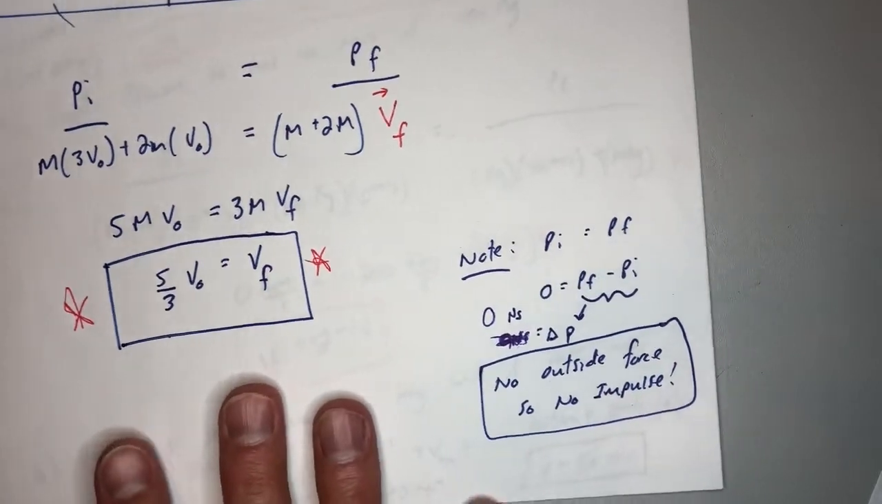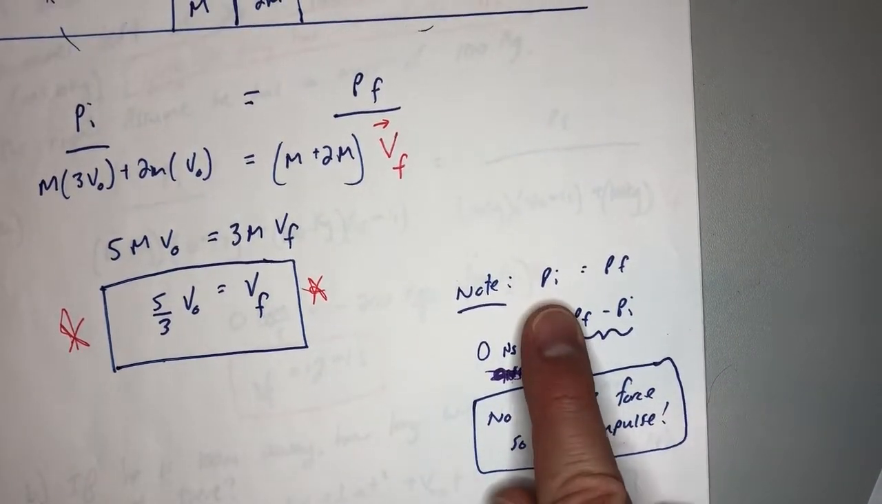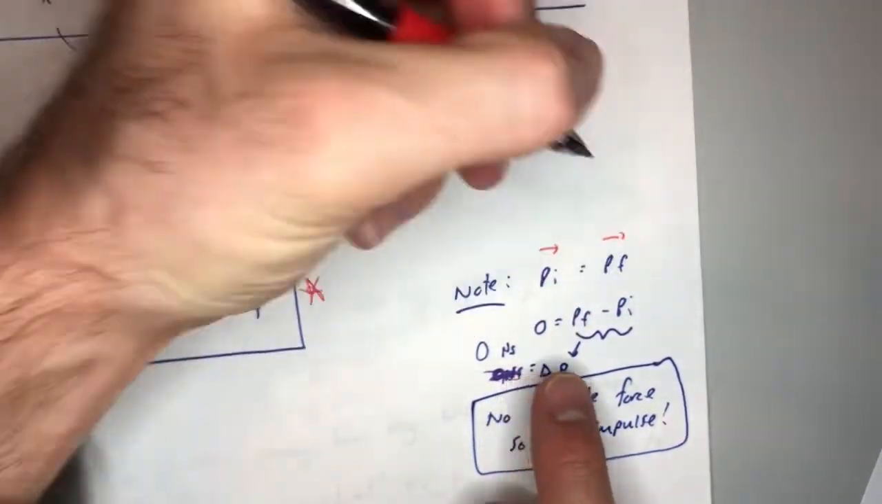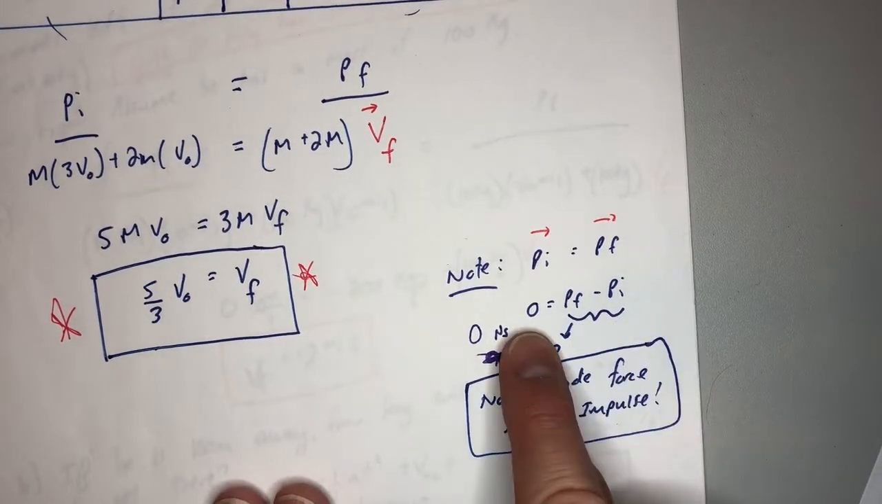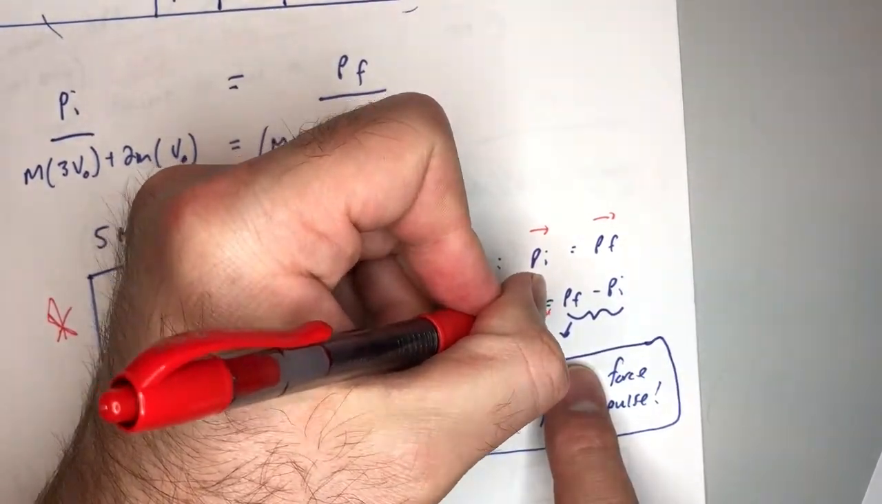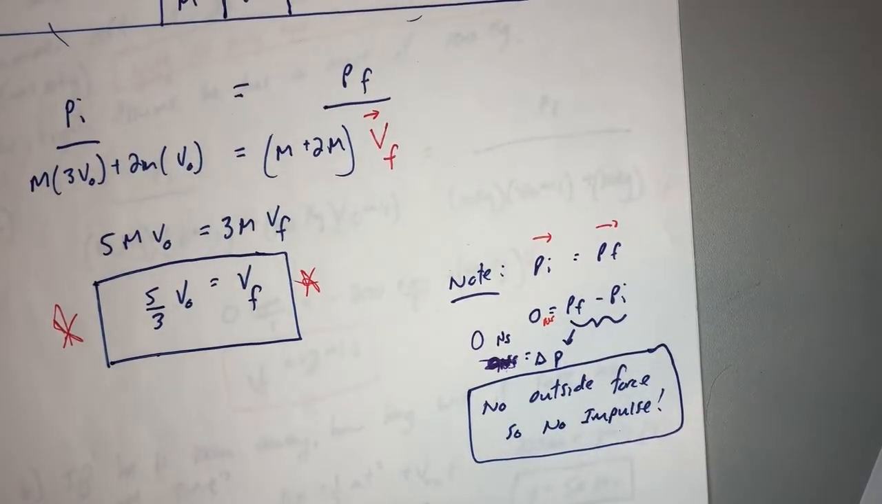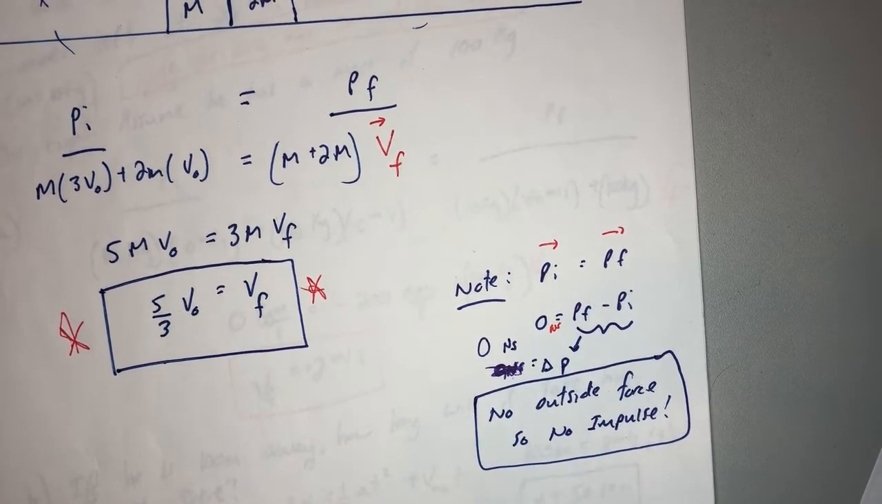So we made the big assumption, and it was a pretty fair assumption. Pi was equal to Pf because, if you want to look at Pfinal minus Pinitial equals 0 newton-seconds, if you want to think about it like that, there is no impulse. There's no change in momentum because there is no outside force, so there will be no impulse.